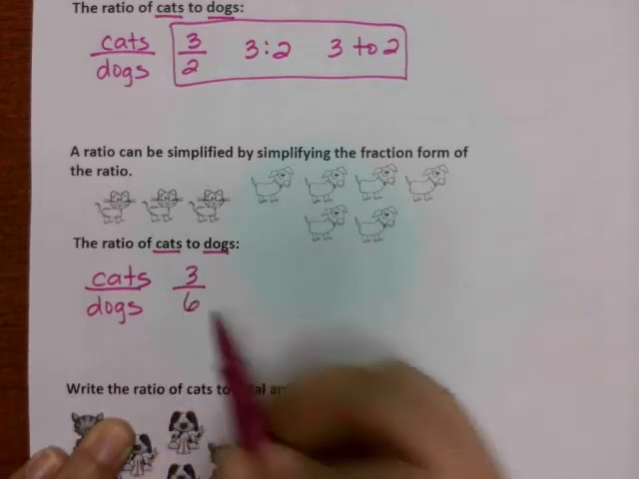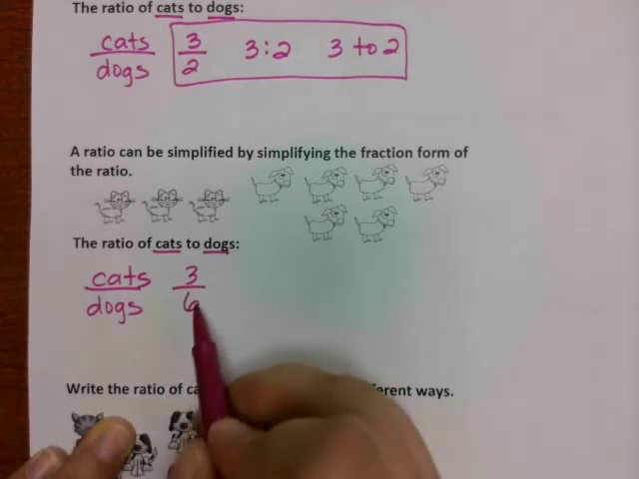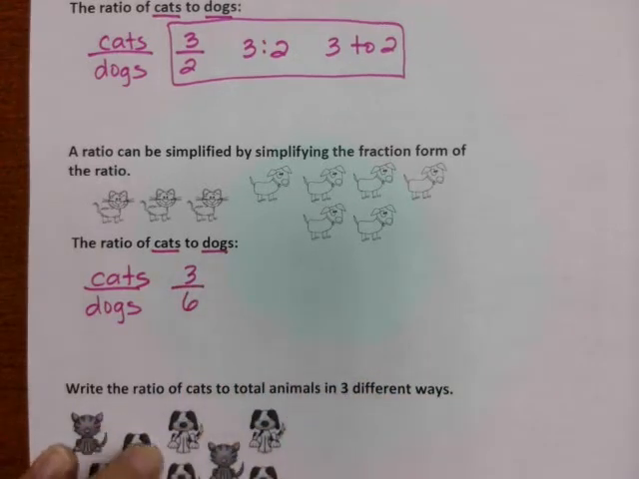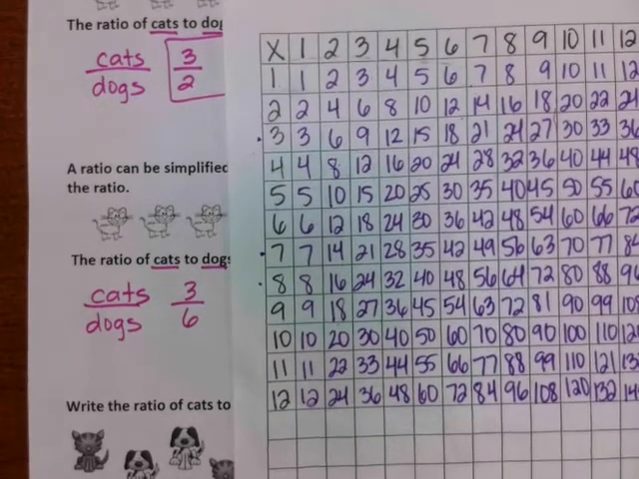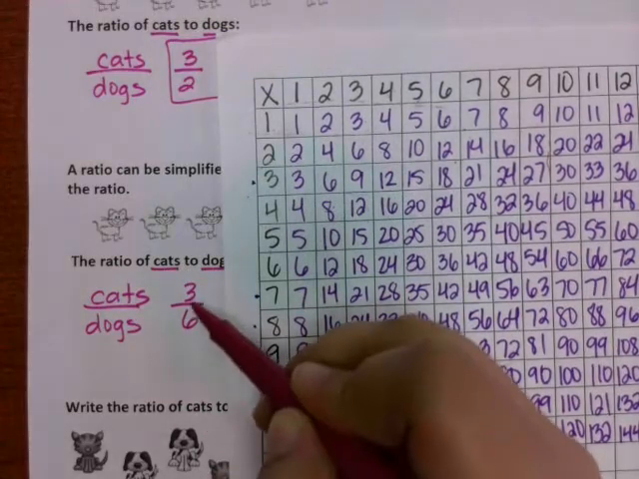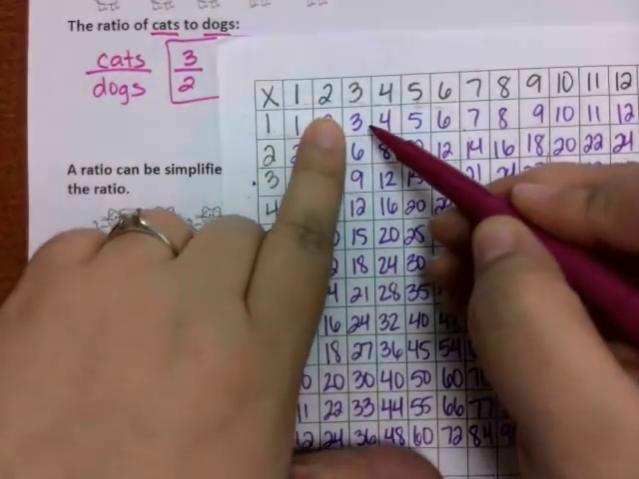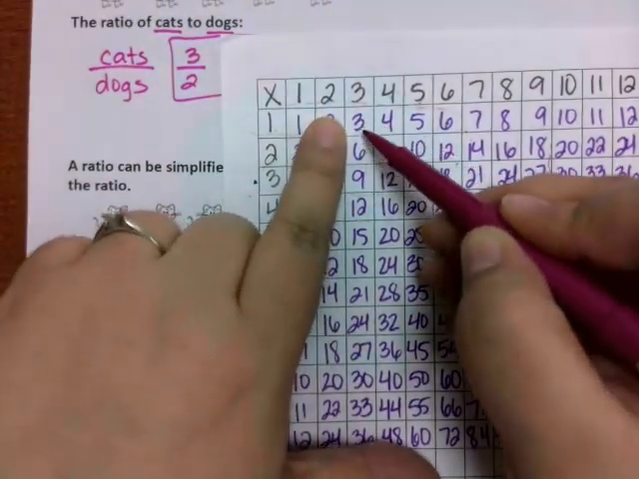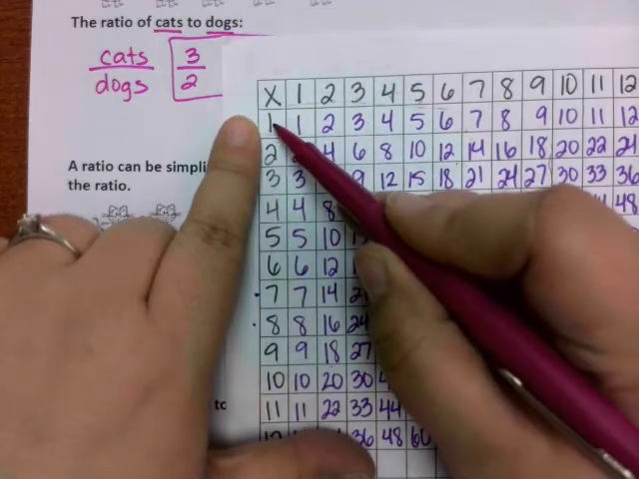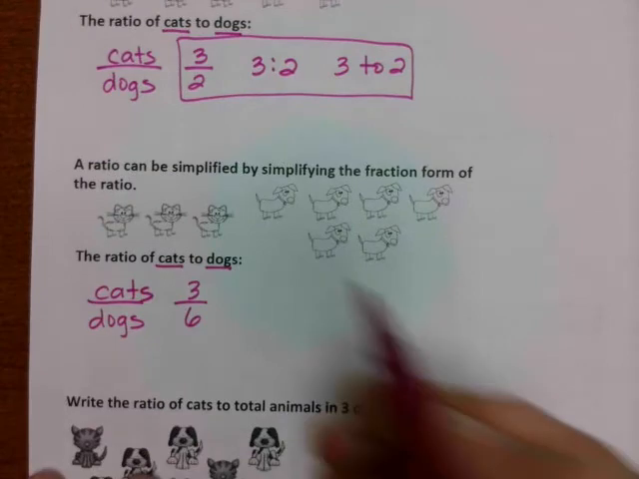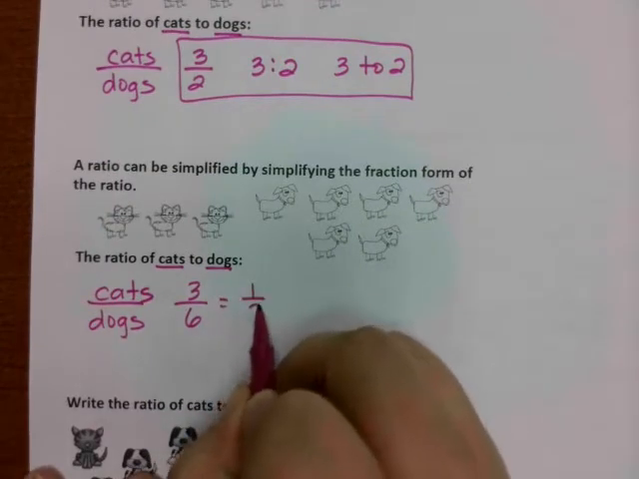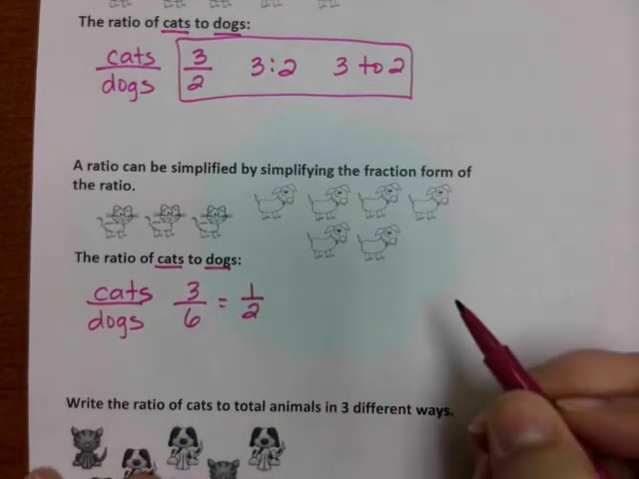How many dogs? 4 plus 2 is 6. And as you can see here, this fraction can be simplified by a common factor of 3, or you could use your multiplication chart to help you simplify, if y'all remember how to do that. So 3 over 6 can be found right here in the 3 column. 3 over 6 reduces all the way down to 1 over 2, or 1/2.